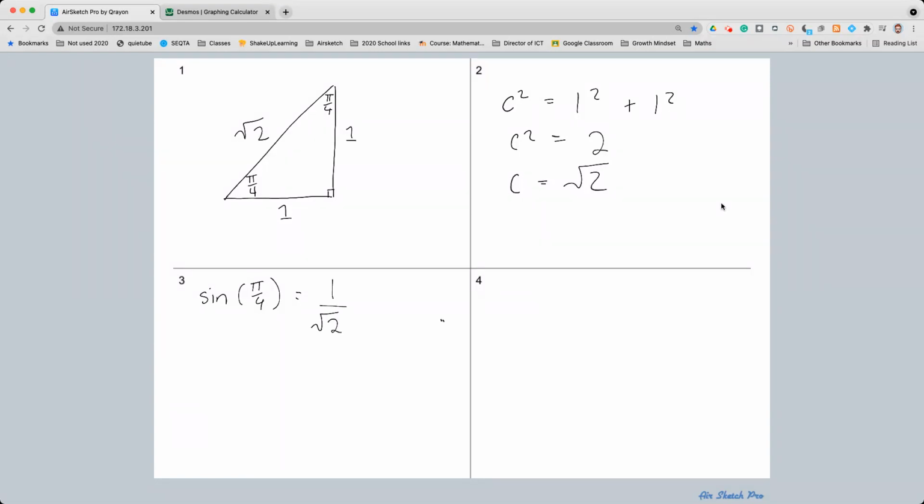Did you get 1 on root 2? Yeah, 1 on root 2. Have a look at your yellow formula sheet, or look at someone else's. What does it say? Look at the sines, right? Root 2 on 2. Yeah, it says root 2 on 2, right? Root 2 on 2 and 1 on root 2 are the same value.